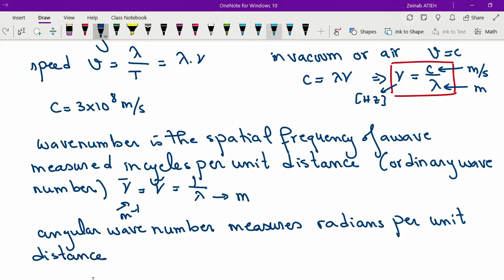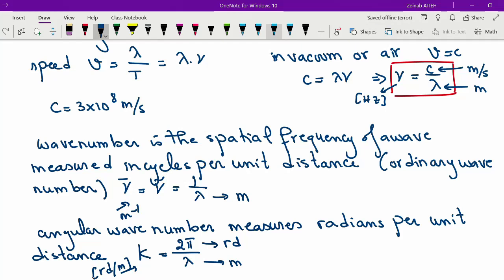So this is usually given the symbol K. We know that during one cycle it makes 2 pi radians and travels a distance lambda. So the formula for K is 2 pi over lambda. Up we have the unit radians, down we have the unit meter, so K for sure will be in radians per meter.